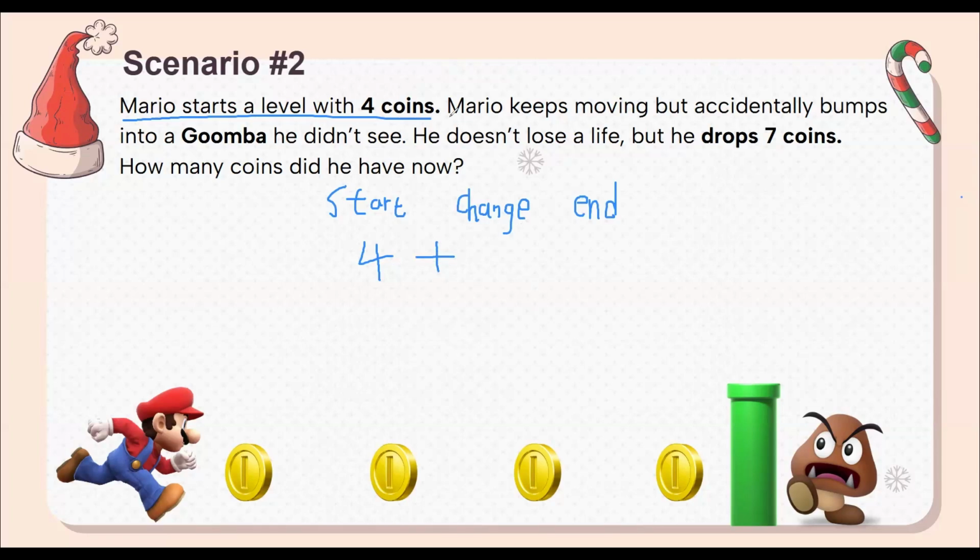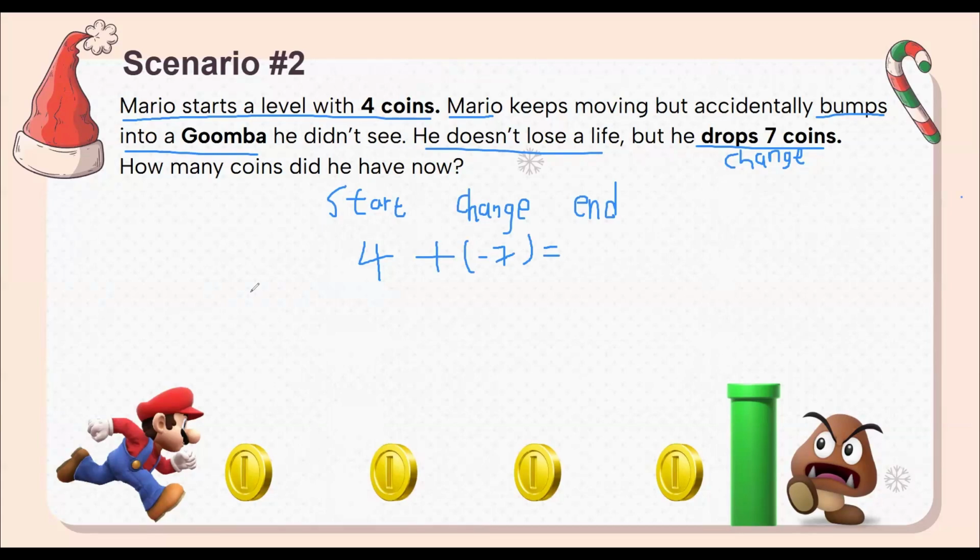Amazing, right? If you read carefully, we have Mario bumps into Goomba. He doesn't lose a life, but he drops 7 points. So this is our change. So what does it mean by drop 7 coins? It means Mario loses 7 coins. So we're going to put a negative in front of 7.